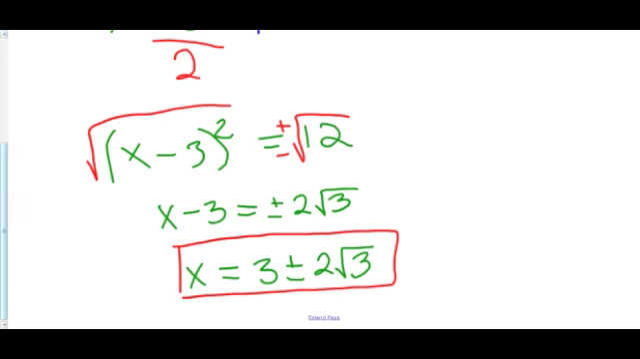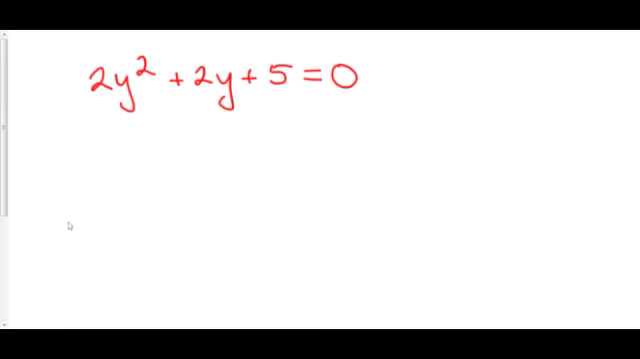Now let's take a look at a hard one. This one's difficult because there's a 2 in front of the y squared. This is an issue, but it's an issue that can be resolved simply by dividing everything by 2 right off the bat. So if I divide everything by 2, I now have y squared plus y plus 5 halves equals 0. Well, that's not so bad.